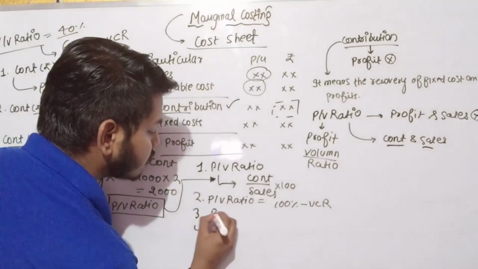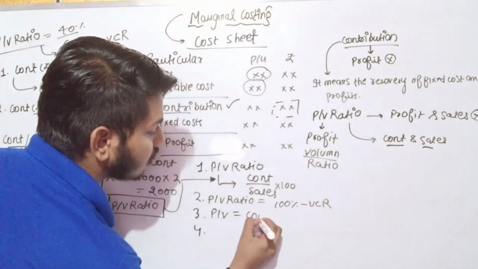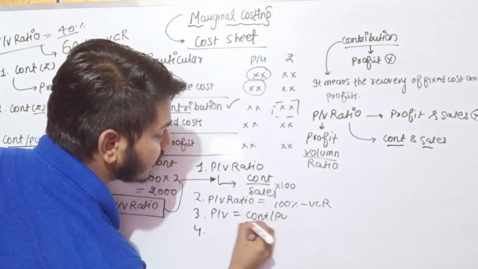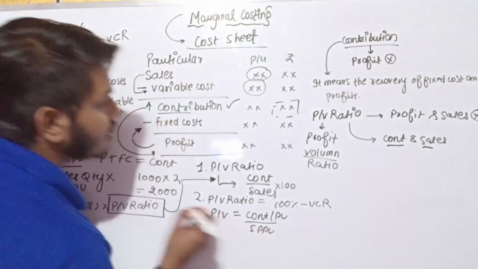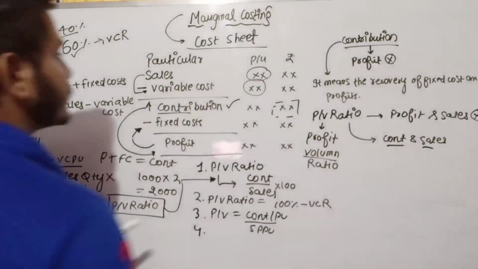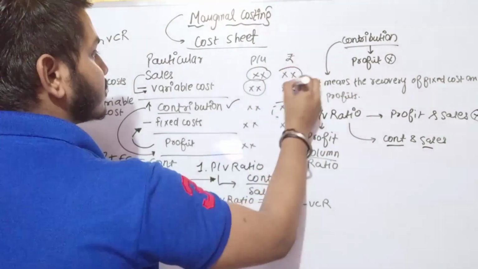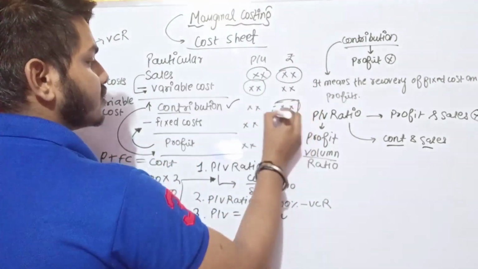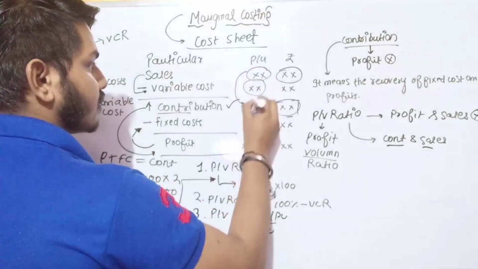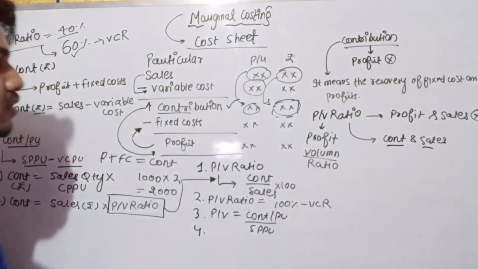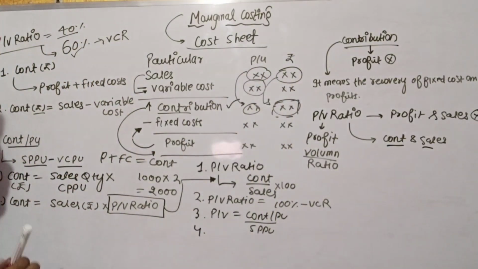So PV ratio equals contribution per unit divided by selling price per unit. Whether you divide this and this or this and this, the answer would be the same. Let me give you an example to clarify this.